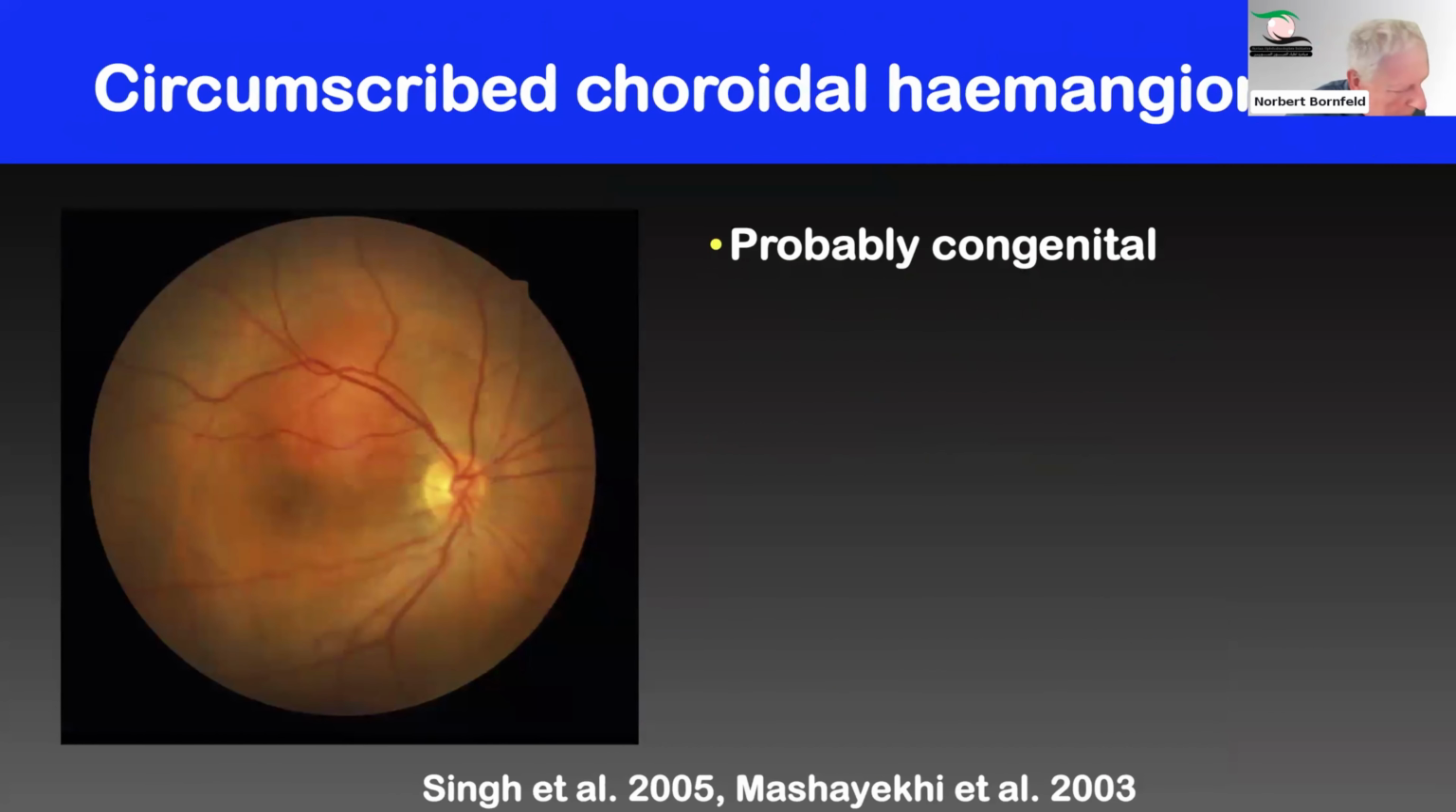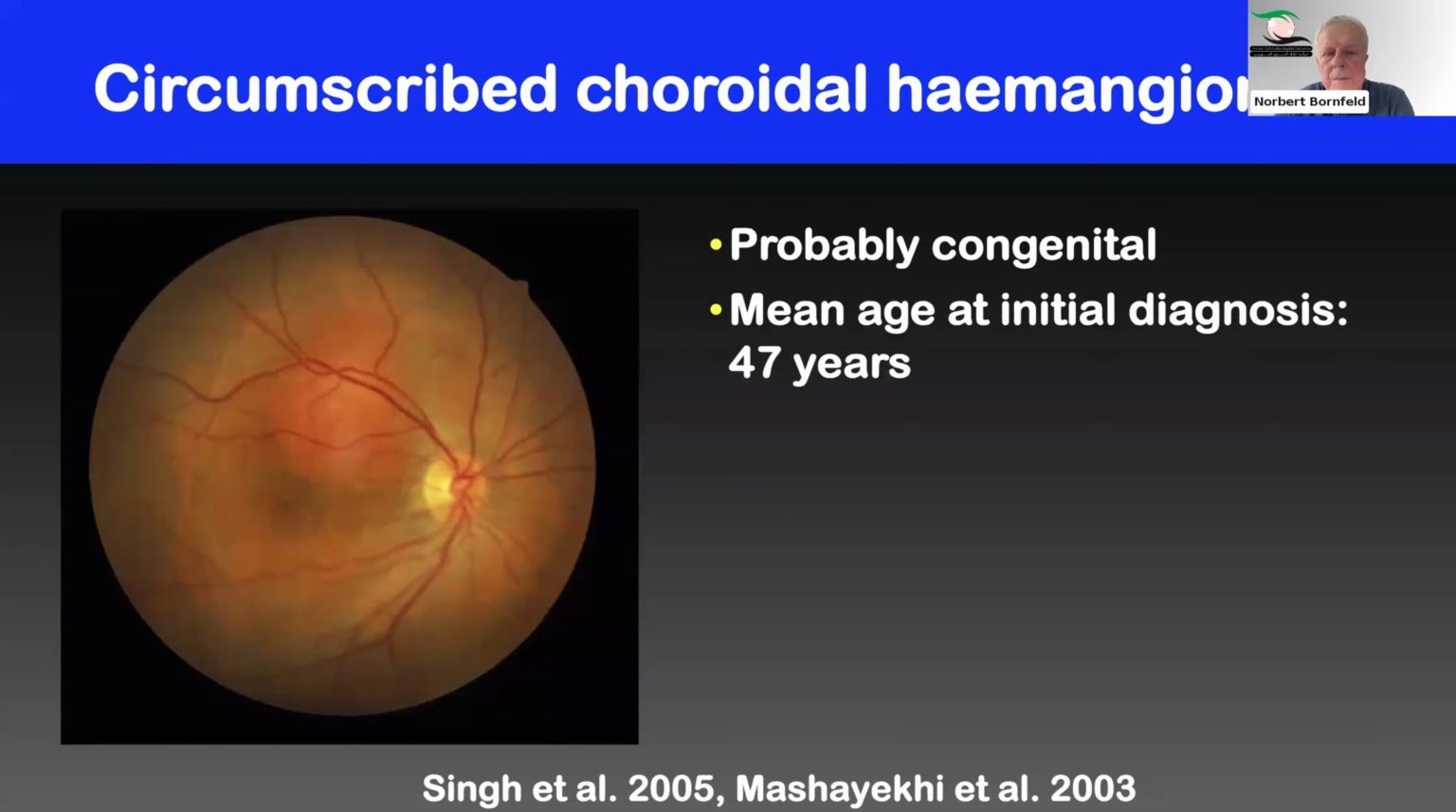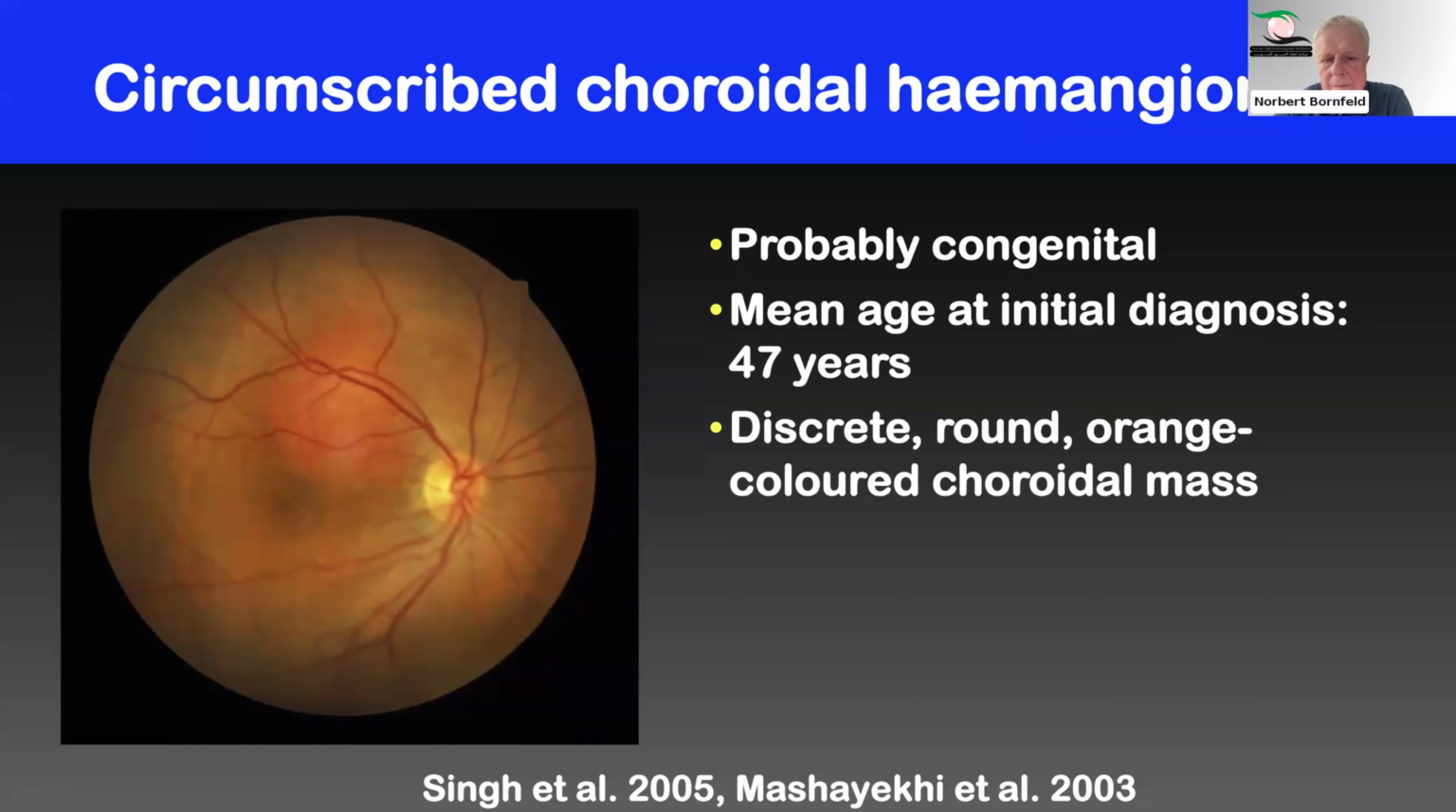So at the end, have a look at my clock. Yeah, it should fit. I would end up with choroidal hemangiomas. And choroidal hemangiomas are probably congenital and are diagnosed mostly between 40 and 50 years of age. And probably that is because they become exudative.